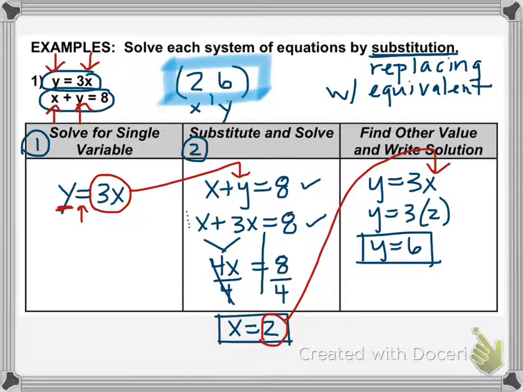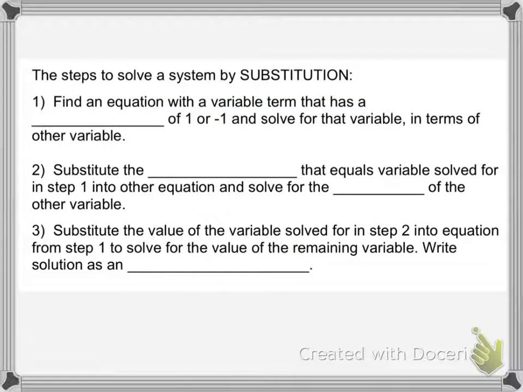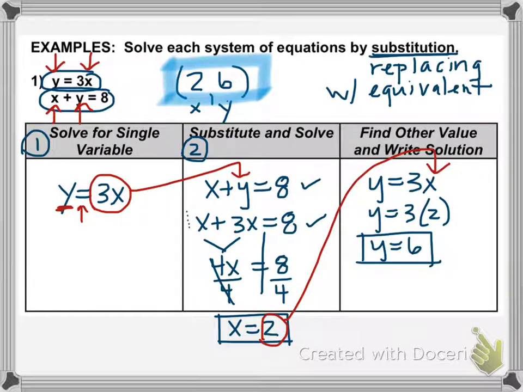Now let's look at the steps that we just did. Let's verbalize them and write them out. So these are the steps to solve a system by substitution. Step 1, you're going to find one of your equations that has a variable term that has a coefficient of 1 or negative 1. Remember, the coefficient is the number in front of your variable. Let me show you what I'm talking about. So this y in the first equation had a coefficient of 1.